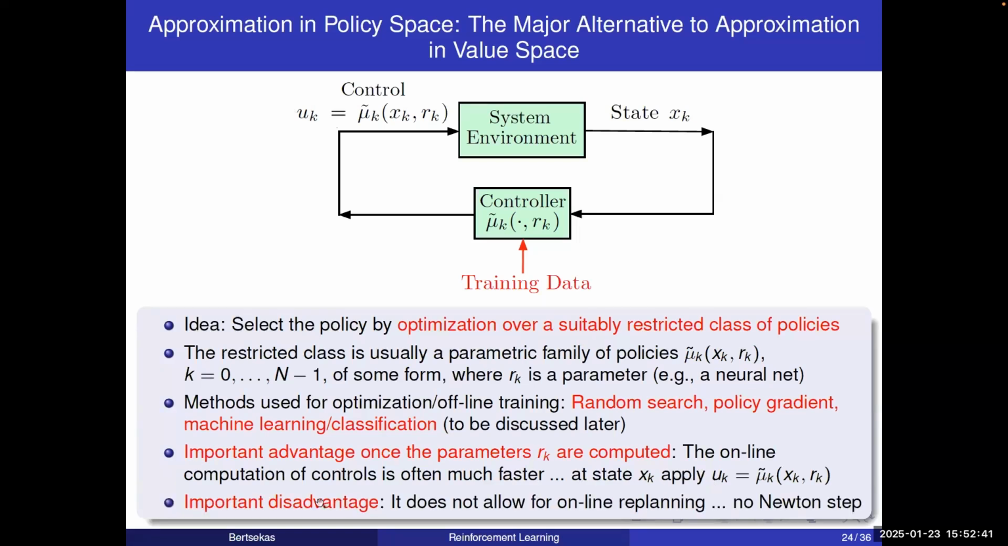However, there is an important disadvantage. That is, it does not allow for online replanning. Again, as I said, the process of finding this r_k is an offline training process. It involves a lot of calculation, a lot of optimization calculation based on a lot of training data. So you cannot really do this during real-time operation.